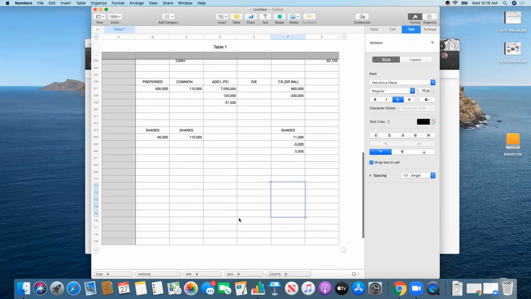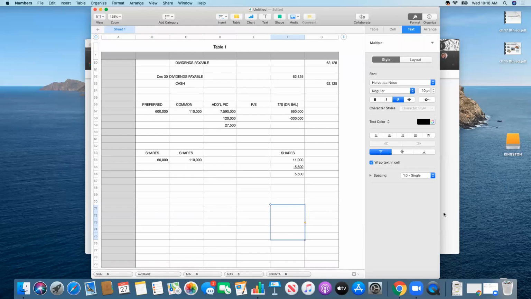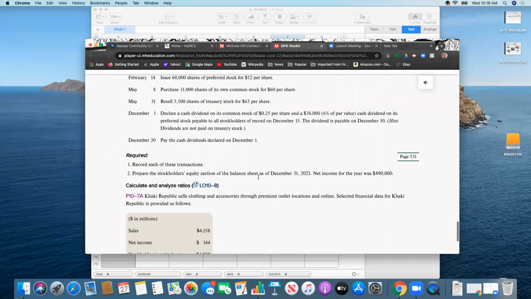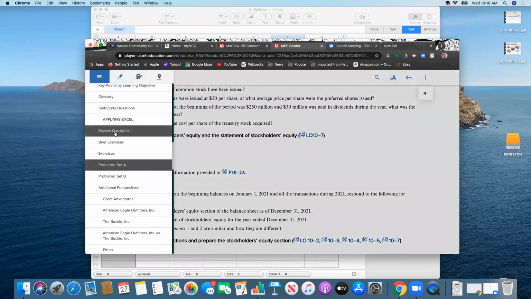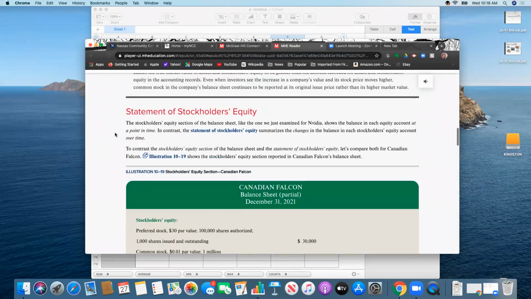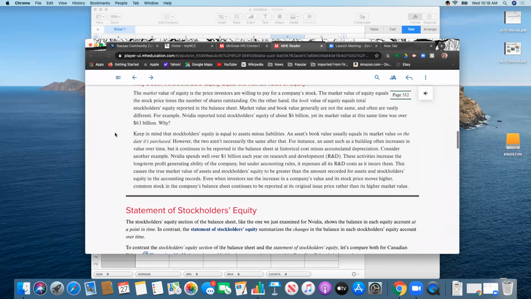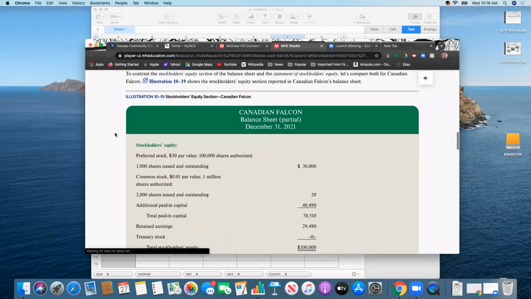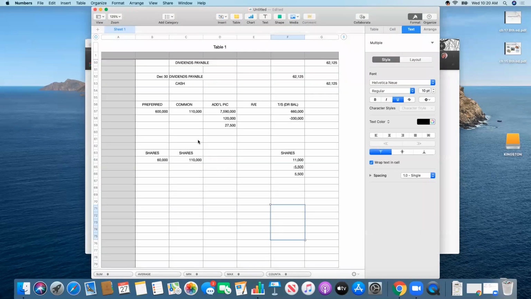Okay. All right, so that's part one of the problem. Now, part two wants us to do a stockholders equity section, right? So it's always nice to go back to the book and look for an example of exactly what they want. Here you go. This was page 512. So now they want us to do a statement of stockholders' equity, and we're going to make ours look like this, as much as we can. That's why it was a good thing that we kept track of these.